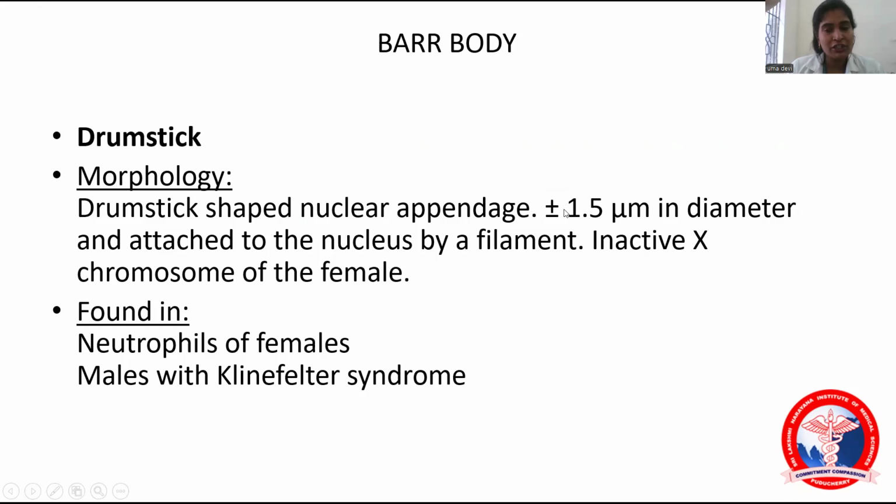And it indicates what? It mainly indicates the inactive X chromosome. And sometimes you also see it in males with Klinefelter's. Why Klinefelter's? Because there is a double X, right? So it is XXY. So here the other X can manifest as a Barr body.